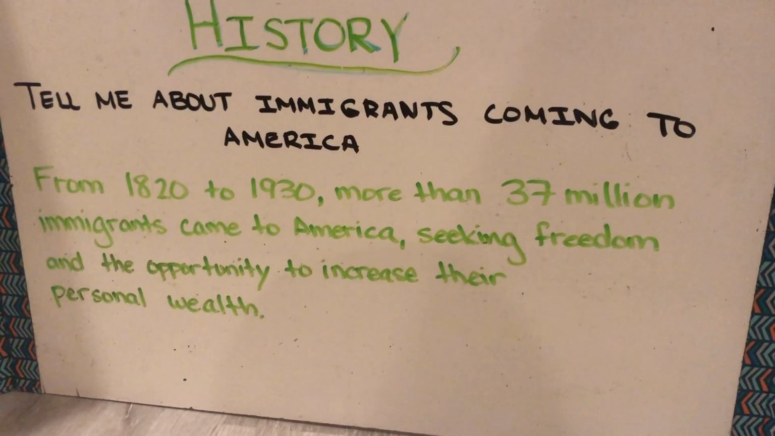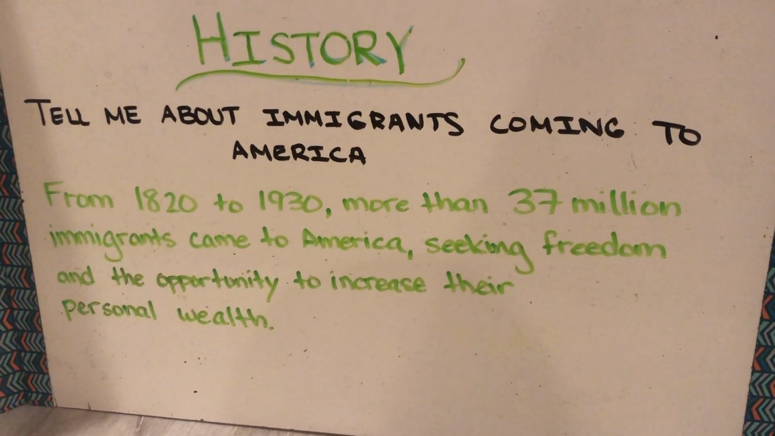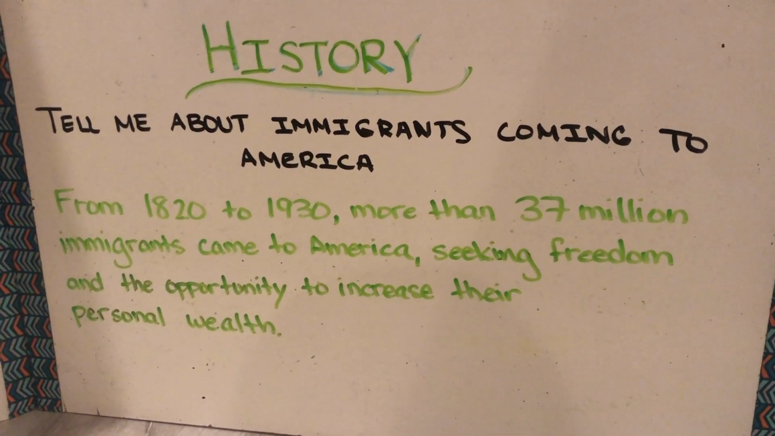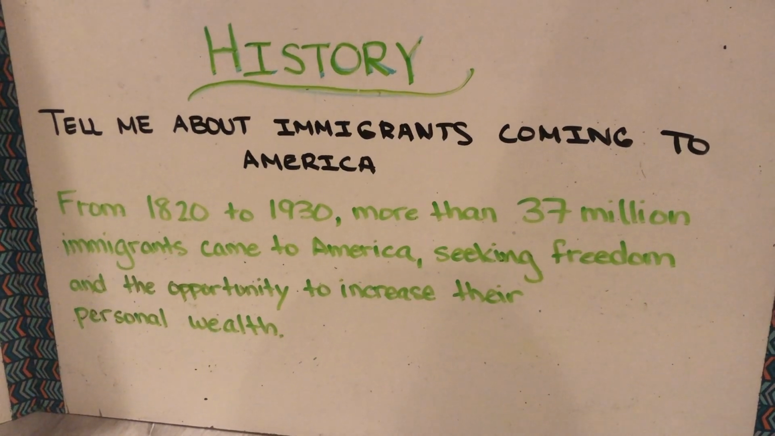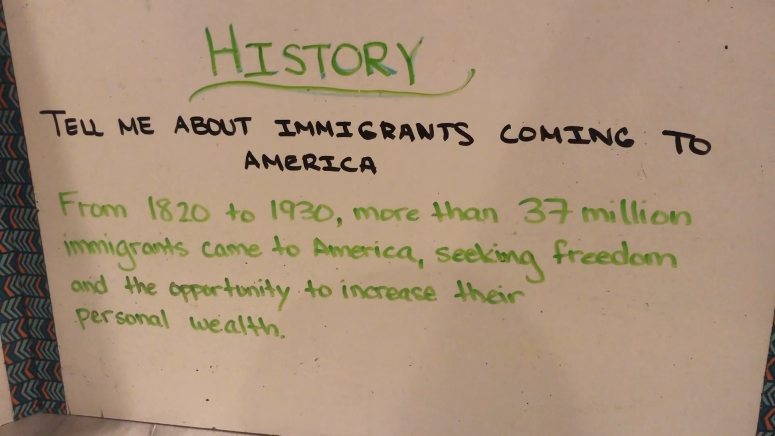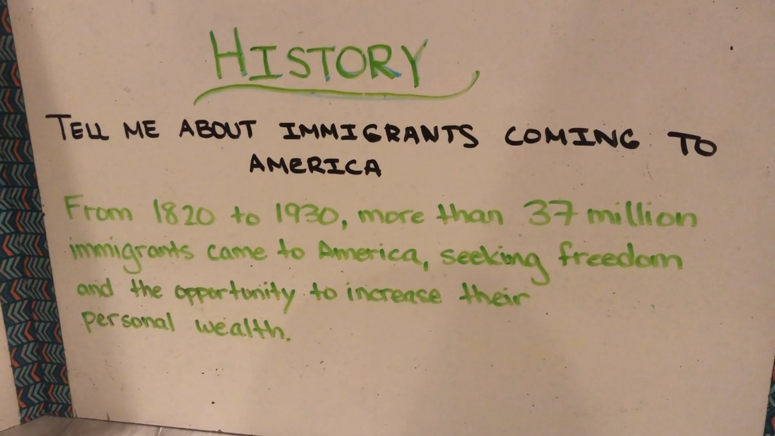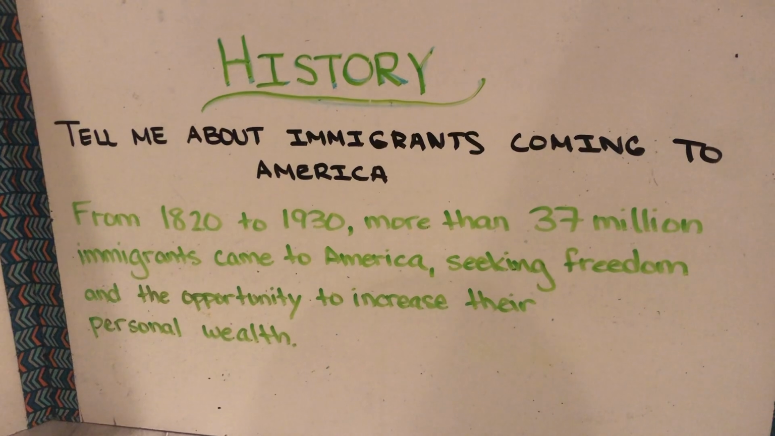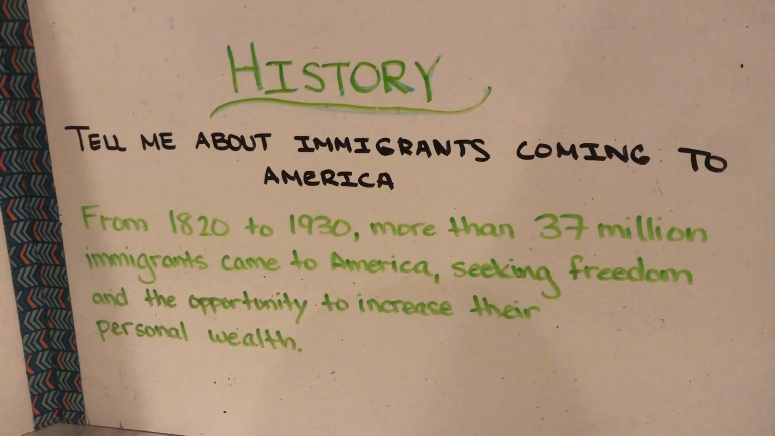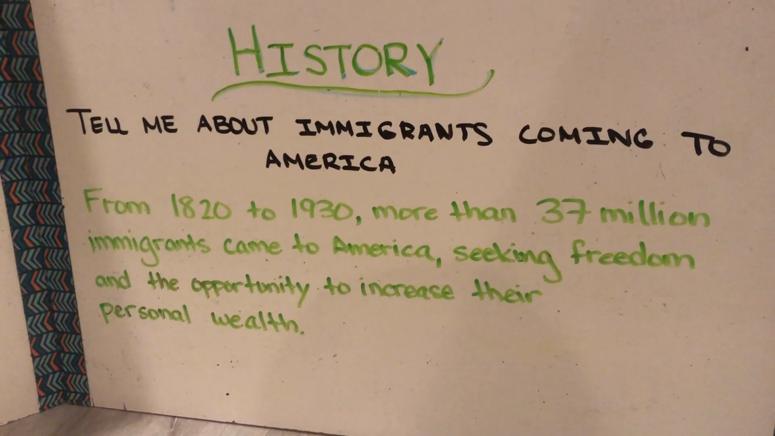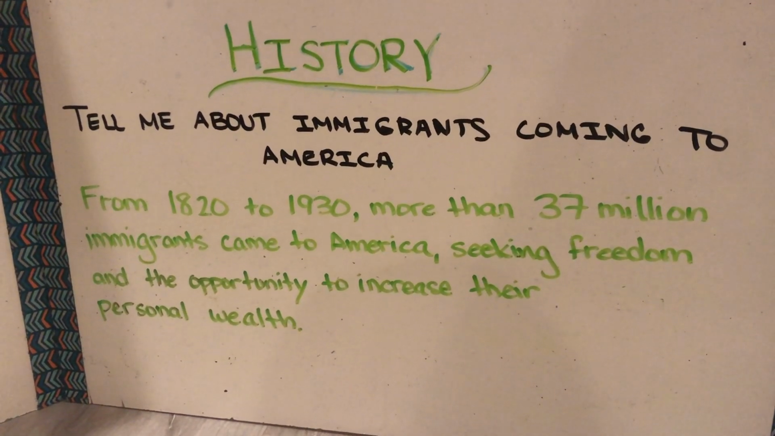From 1820 to 1930, more than 37 million immigrants came to America seeking freedom and the opportunity, cha-ching, to increase their personal wealth, cha-ching. CC Week 15 history.